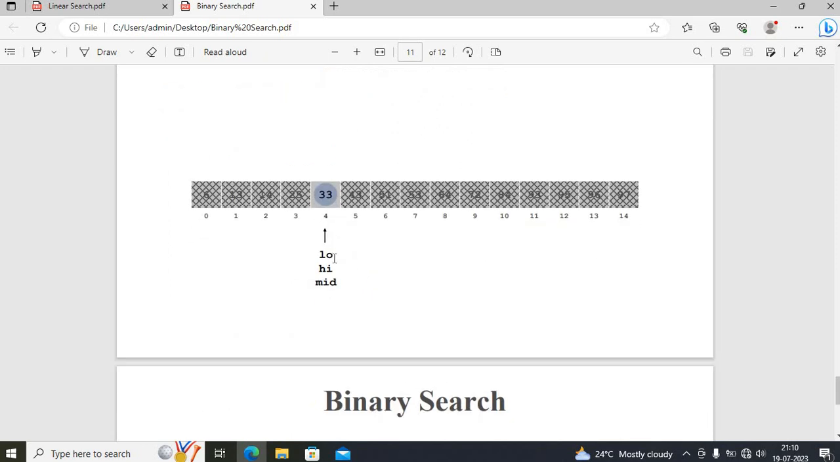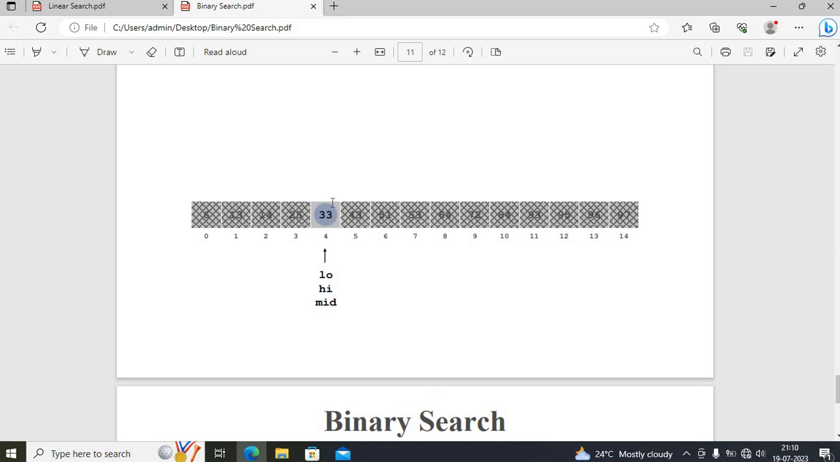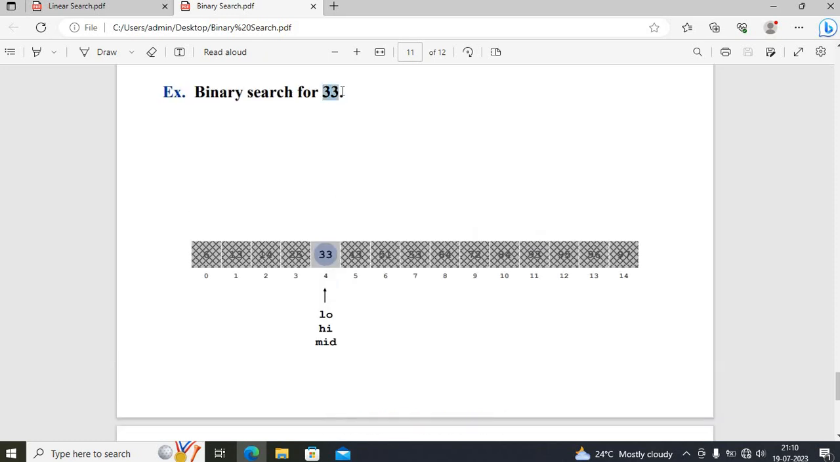So now mid is also the same element. Now the key element has to be compared with the mid element. So 33 and 33, see both are the same. Our key element is 33 and the mid element is also 33, so the search is successful. So we should display the message, search is successful. Element 33 is present in the list.